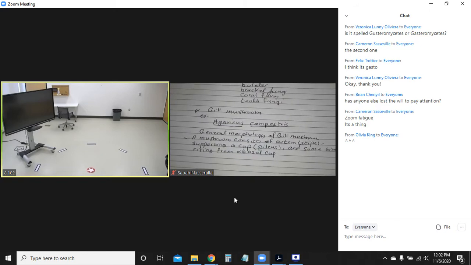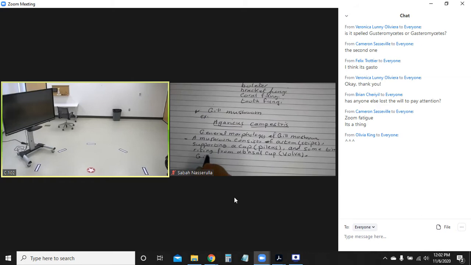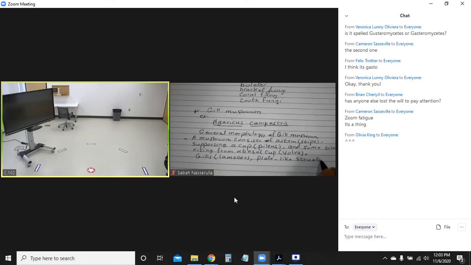And that cup is known as the volva. Now, as you can see, the gills on the left are known as the lamella, or lamellae. They are plate-like structures radiating from the edge inward, toward the stem.